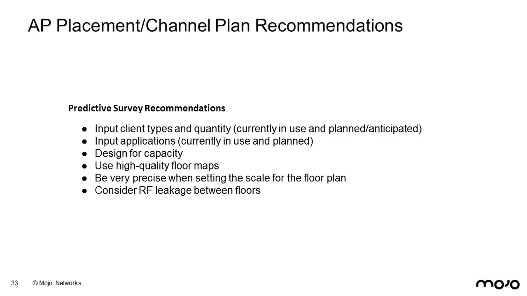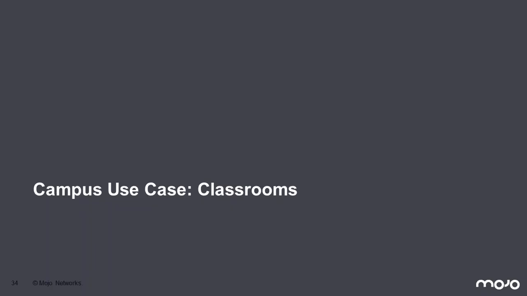And just consider RF leakage. You probably want to measure the RF leakage between floors, because that'll determine whether or not you want to do a staggered floor to floor AP placement plan, or you want to put the APs right on top of each other. So not every floor is the same plan, so to speak, which is usually not recommended unless there's hardly any leakage or no leakage between the floors.